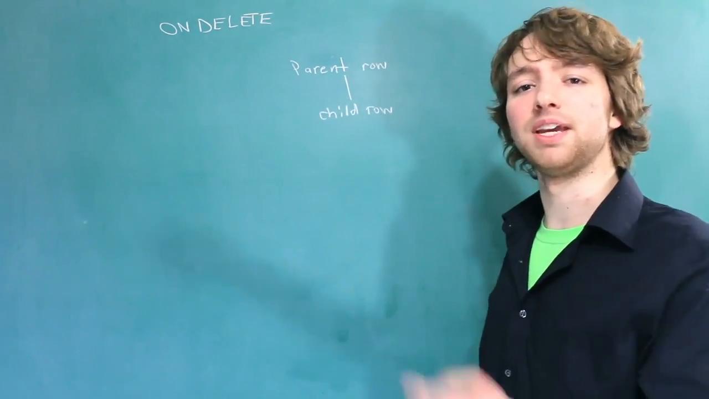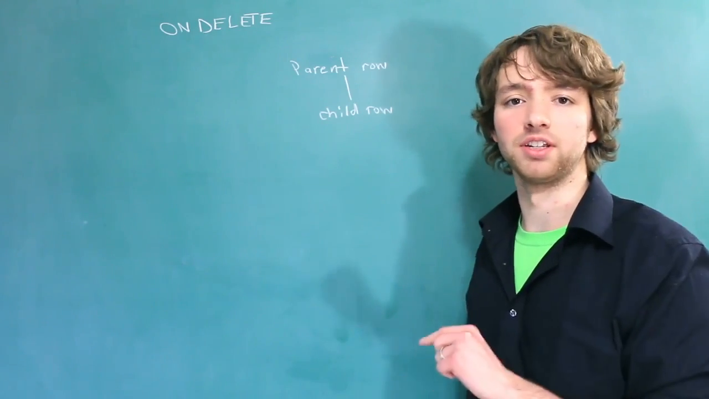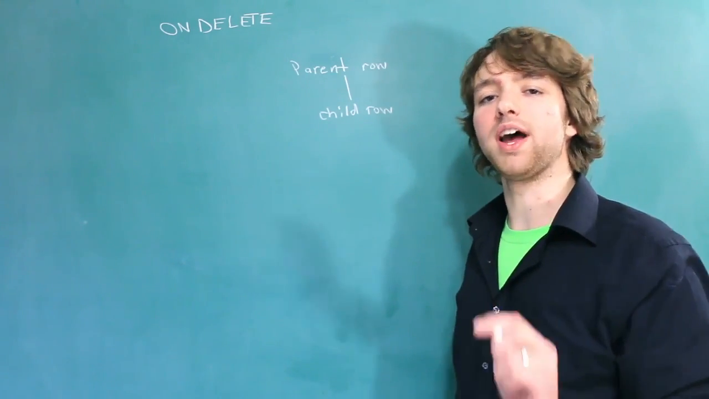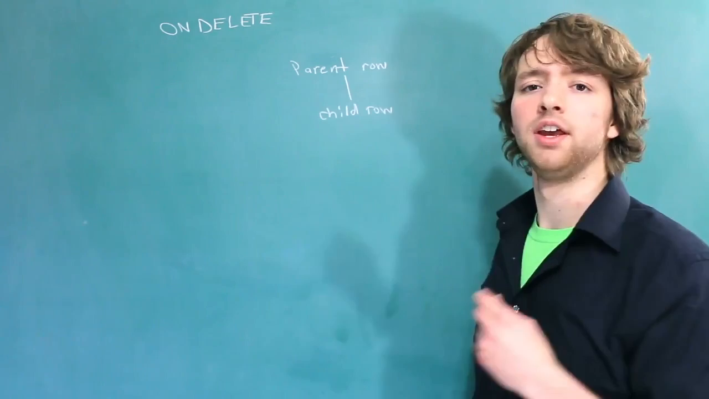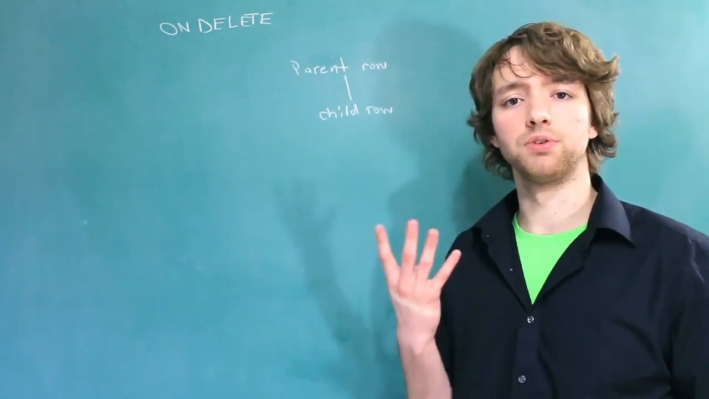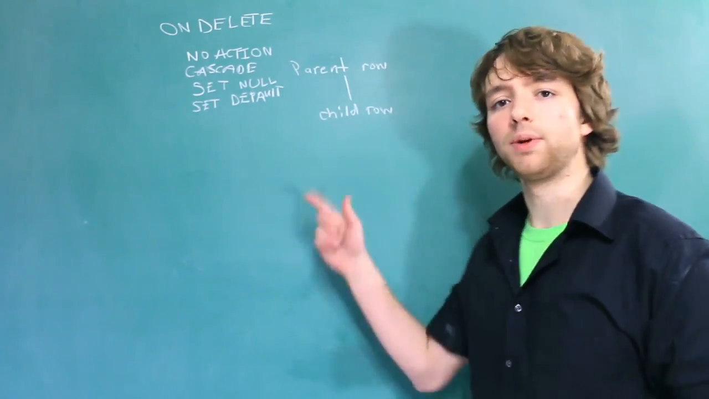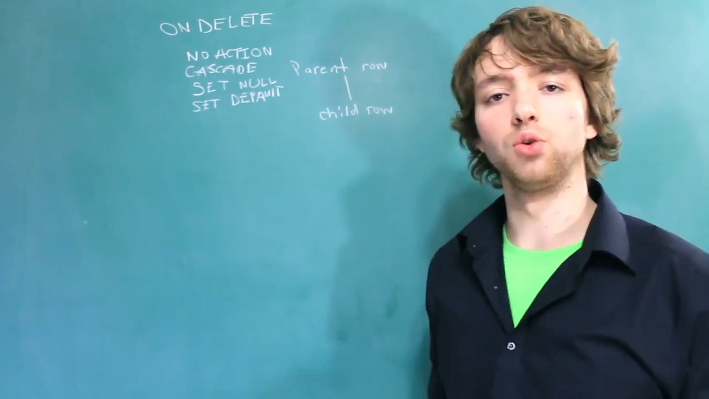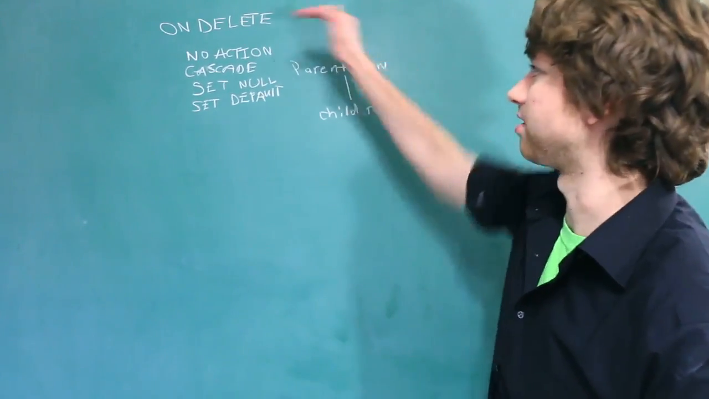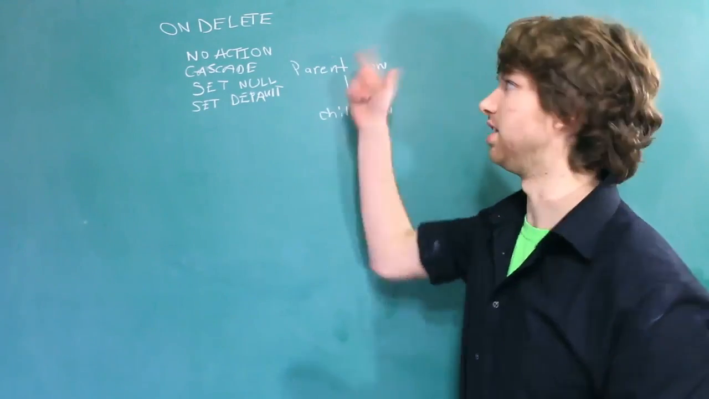So ON DELETE can be added after we define our foreign keys, and we can say what happens when we delete the parent. There are 4 main options in SQL Server: no action, cascade, set null, and set default. We're going to discuss each one of these in a little bit of detail. The first one is no action. That is actually the default.